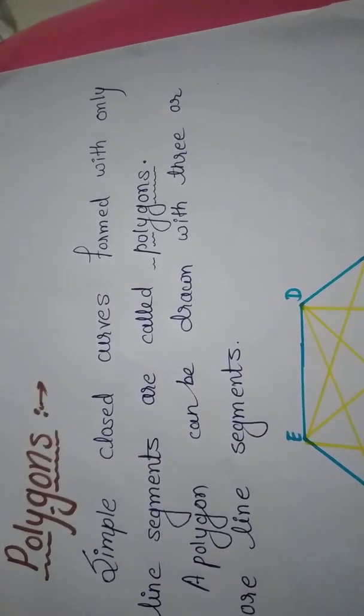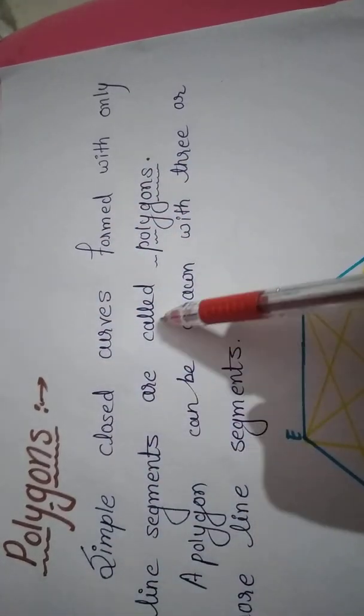Okay. Our next topic is polygons. Now what are polygons? See here. A simple closed curve formed with only line segments is called a polygon.